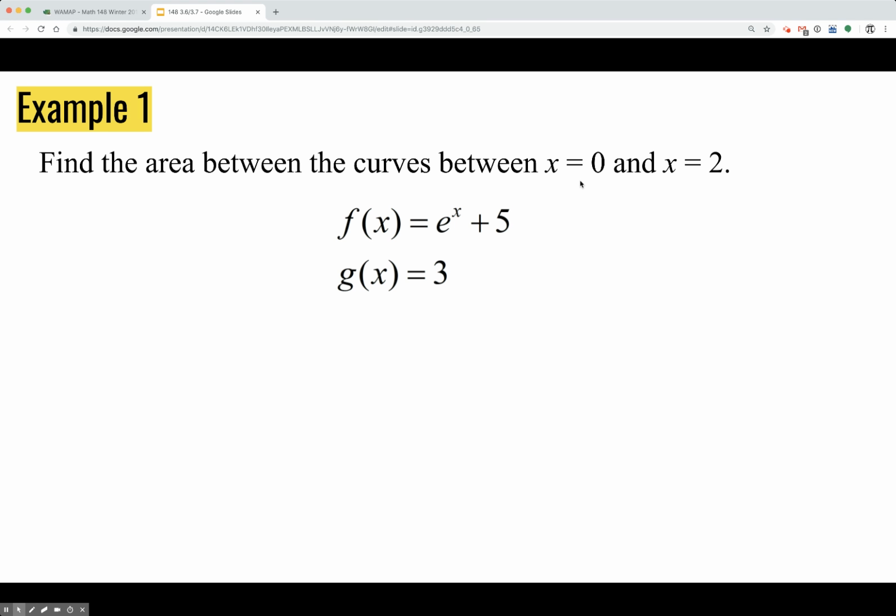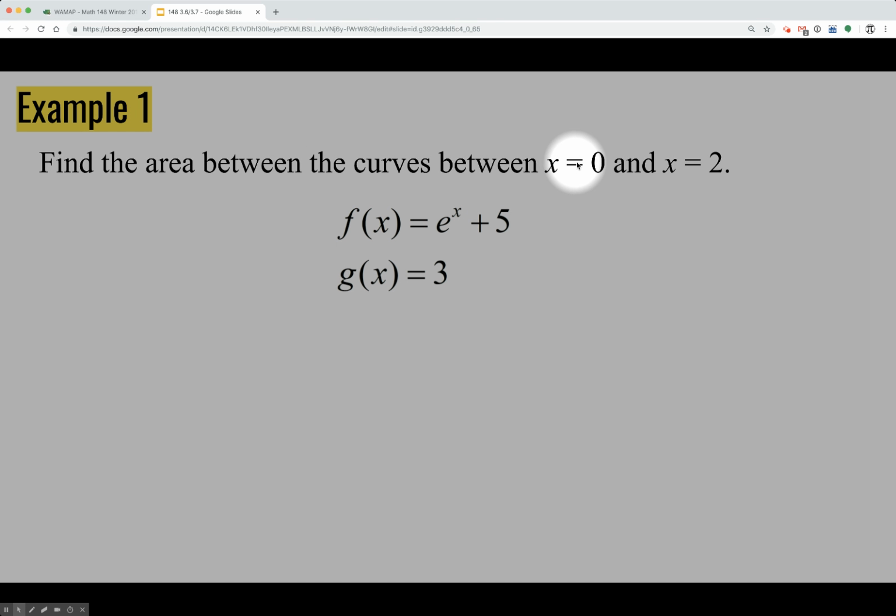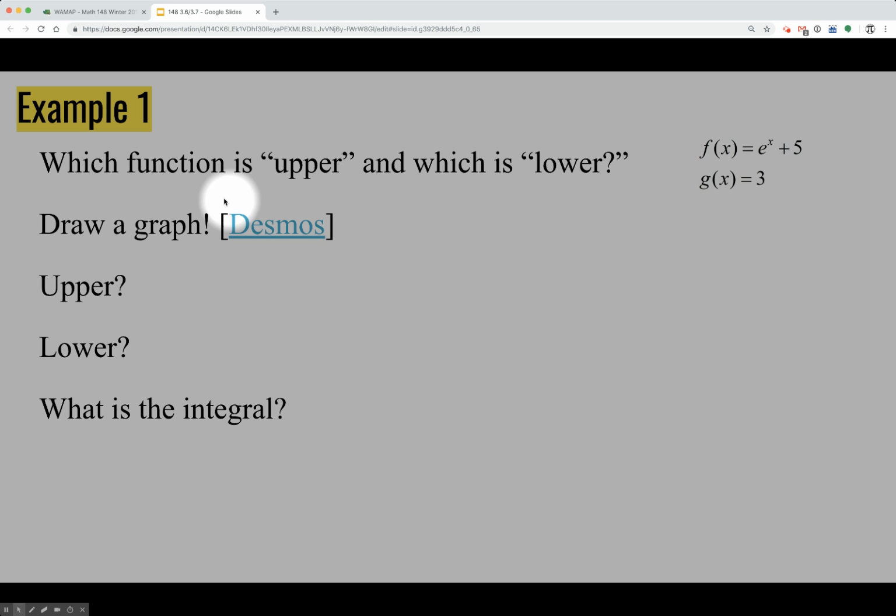Hello, in example 1 here, we're going to find the area between two curves on the interval from x equals 0 to x equals 2. Our two curves are f of x equals e to the x plus 5 and g of x equals 3. So the first thing we need to do is determine which function is the upper function and which one is the lower function. In other words, which one is greater and which one is smaller.